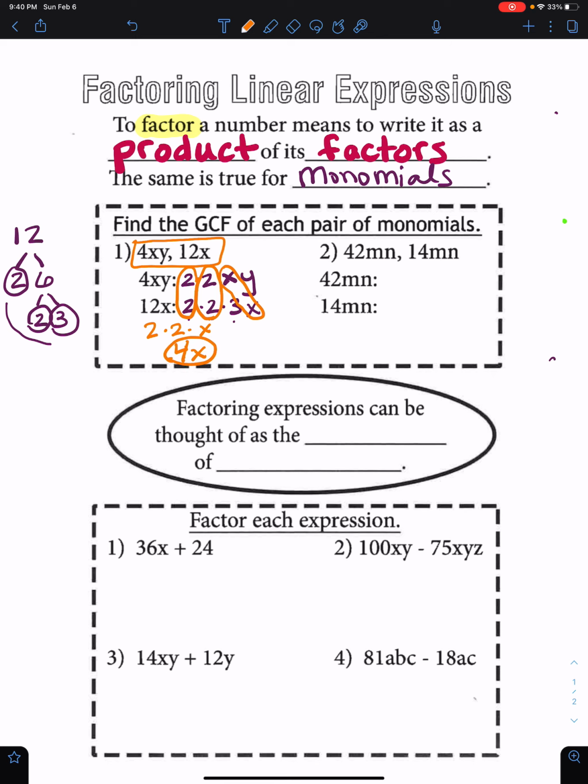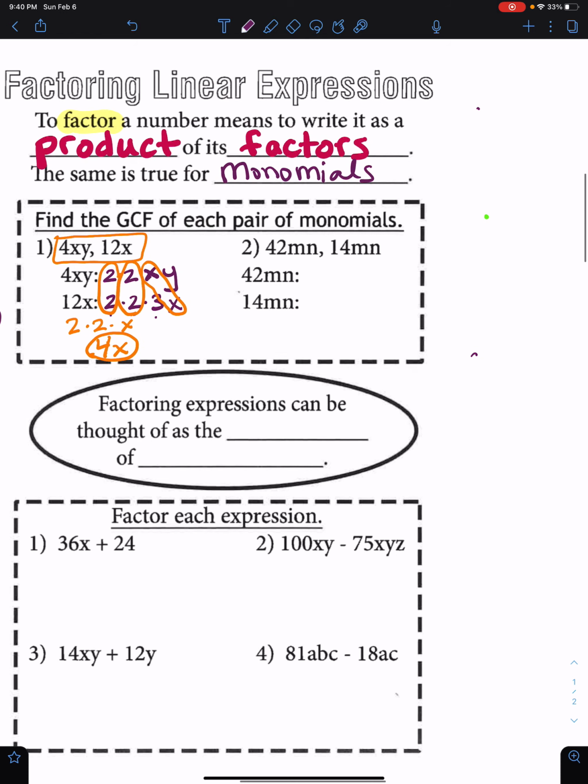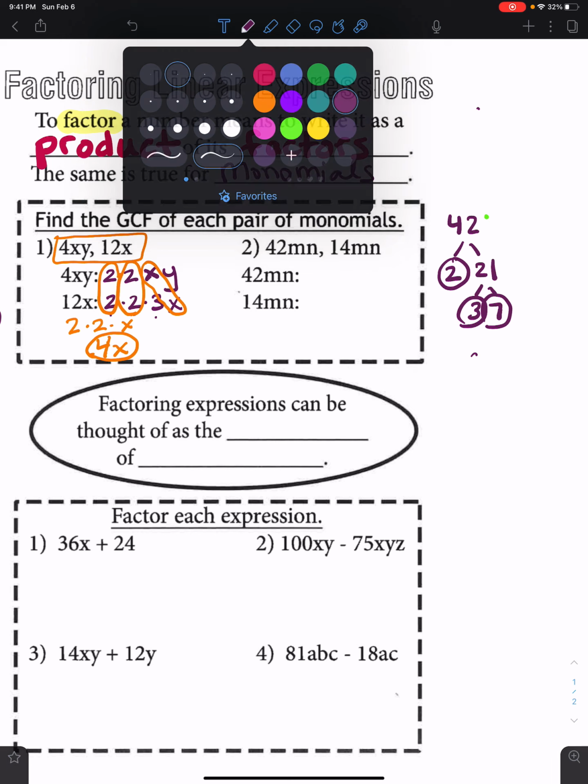All right, let's do number 2. The greatest common factor of 42mn and 14mn, we're going to find by finding the prime factorization of each of those terms. If you're not sure what it is for 42, 2 goes into 42 21 times, and then you can do a 3 and a 7. Once all of the numbers at the bottom are prime numbers, which means the only factors they have are 1 and itself, then you know you've done the prime factorization for that number.